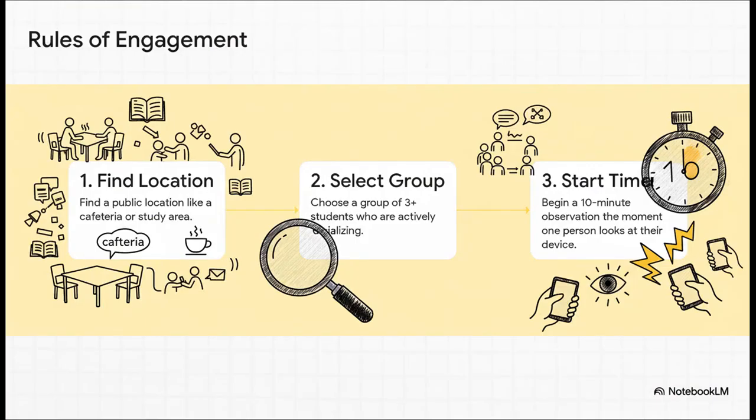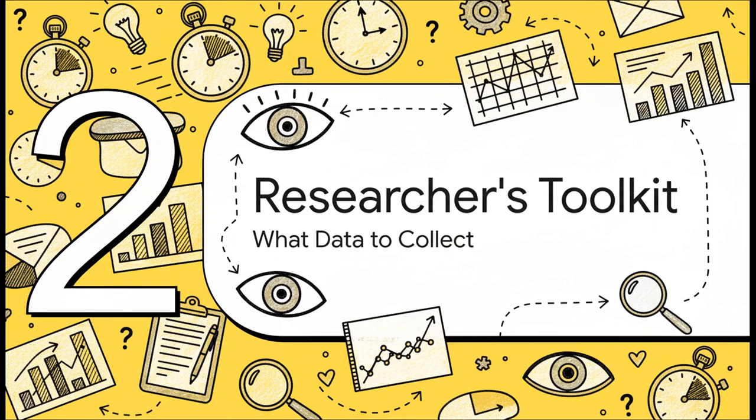Every good mission has rules of engagement, and this one's got 3 pretty simple ones. 1, find a public spot, like a cafeteria or a study lounge. 2, choose a group of 3 or more people who are clearly socializing. And 3, and this is the trigger, your 10-minute timer starts the instant one person in that group looks at their device. Boom, that's it. You are officially collecting data. Okay, the clock is ticking. You're not just people watching anymore, you are a researcher in the field.